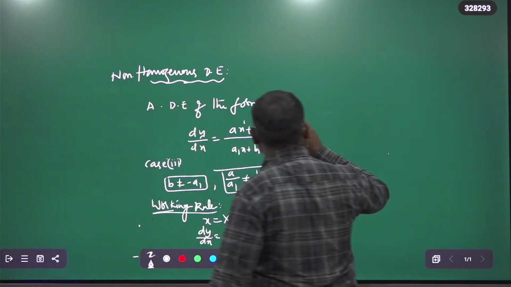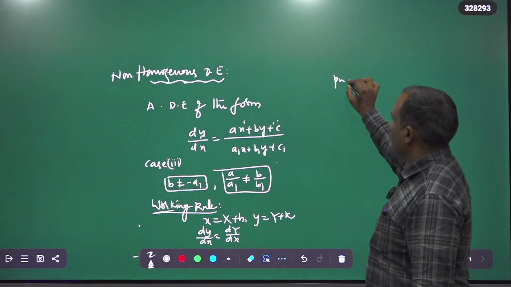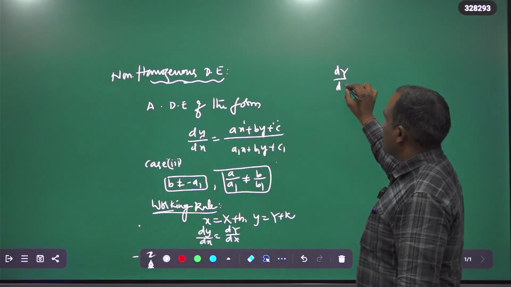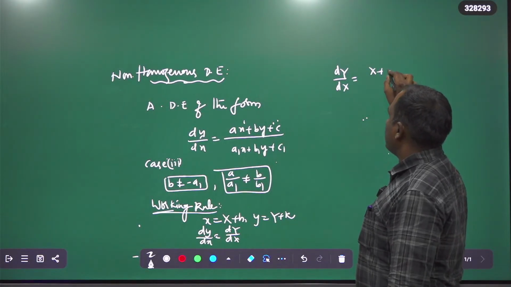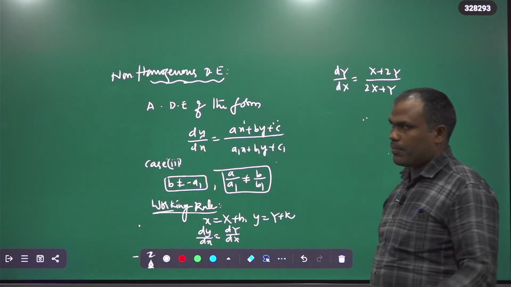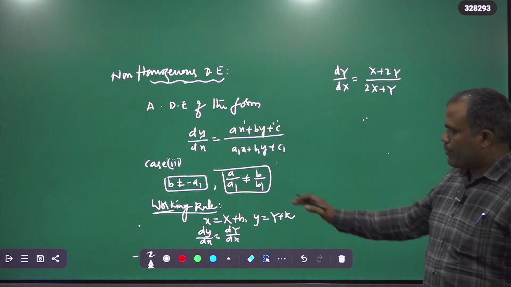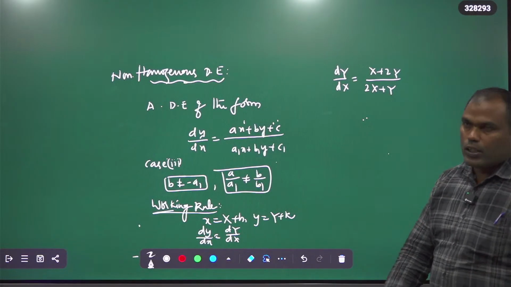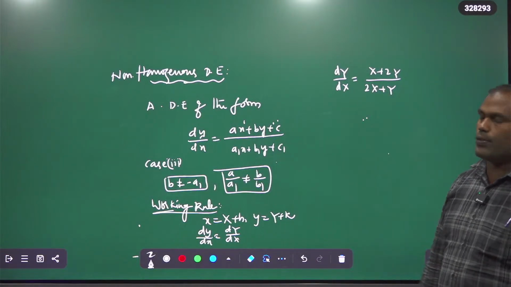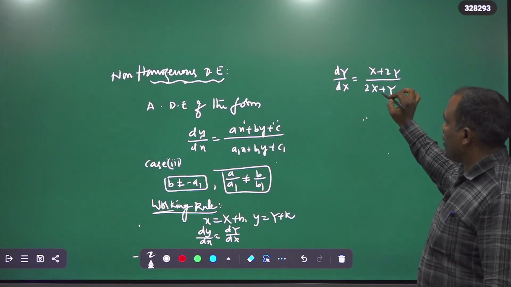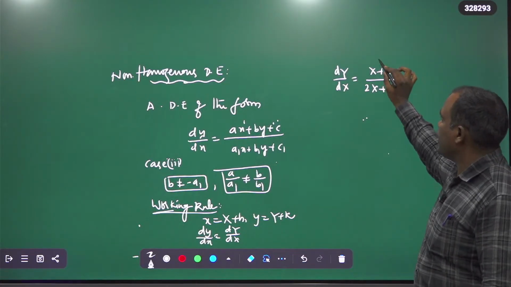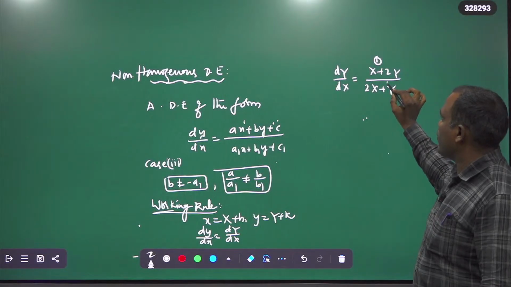So after that, what are we getting? Now I am writing capital dY by dX equal to (X plus 2Y) by (2X plus Y). For example, I am giving one example. See, after simplification we are getting this. Now tell me, is it homogeneous or non-homogeneous? Homogeneous only. How can you know? Numerator and denominator have X and Y terms, and the degrees are here 1, here also 1.